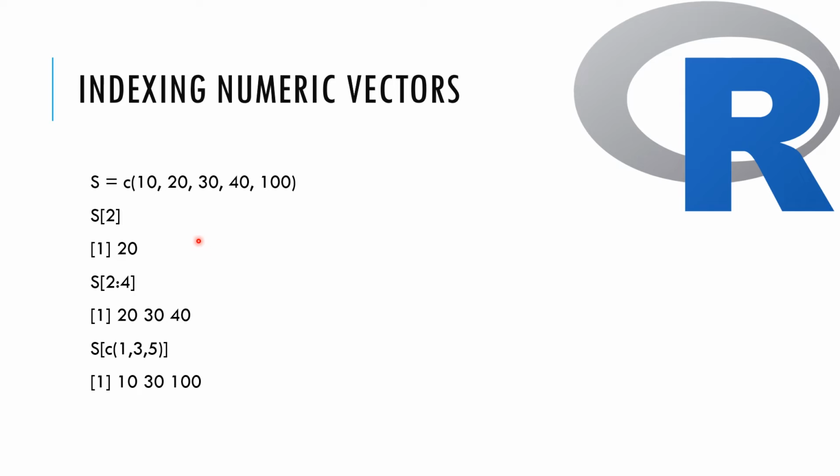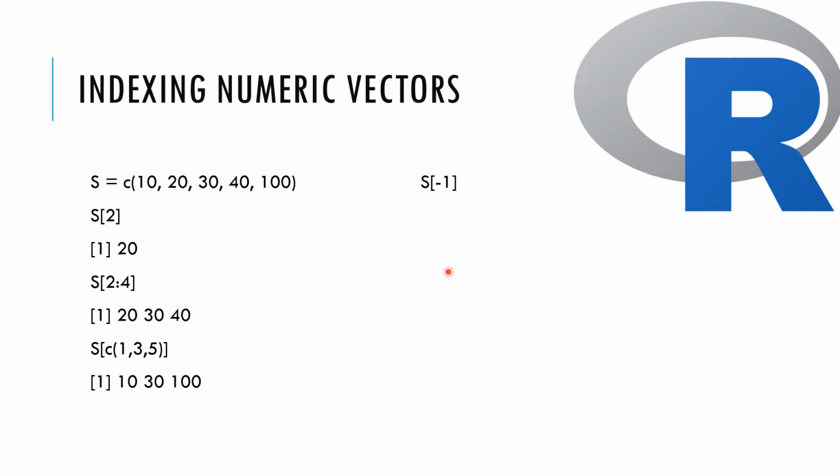Now if you want different elements, not in a sequence, then you can just use the c function inside the square bracket, and then you get 1, 3, 5. We want to call the first element, then the third and the fifth element. So this is how you use this function and you can get the result.